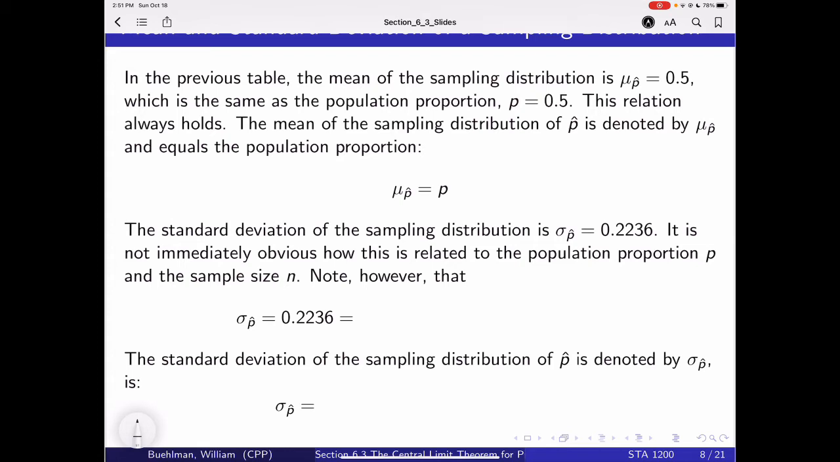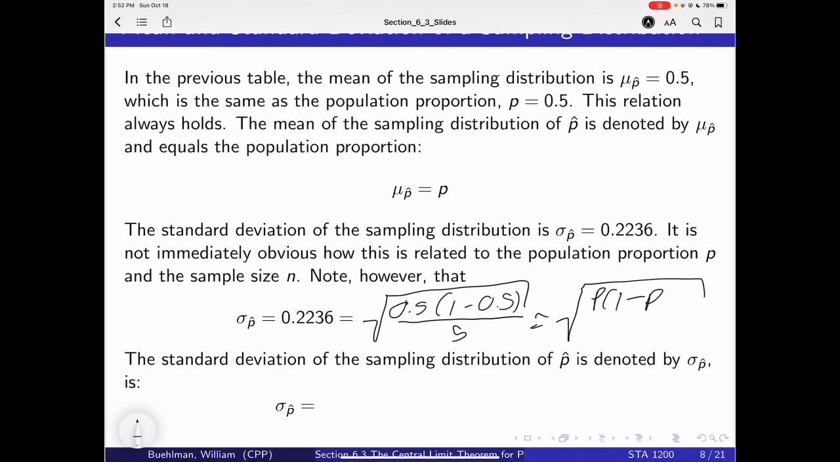The standard deviation of the sampling distribution, sigma of p hat, was equal to 0.2236. It is not immediately obvious how this is related to the population proportion P and the sample size n. Note, however, that sigma of p hat equals 0.2236, which equals the square root of 0.5 times 1 minus 0.5 over 5, which is equal to the square root of P times 1 minus P over n.